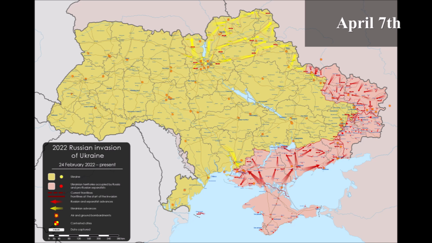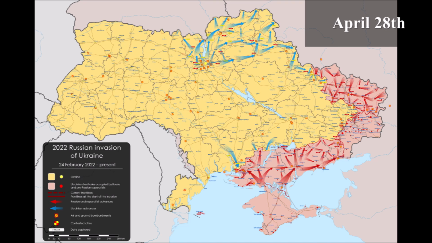The first phase covers the period from February 24th, 2022, when Russia launched a military invasion of Ukraine, to April 7th, 2022, when fighting focused away from the northeastern Kyiv and towards the south and east of Ukraine.